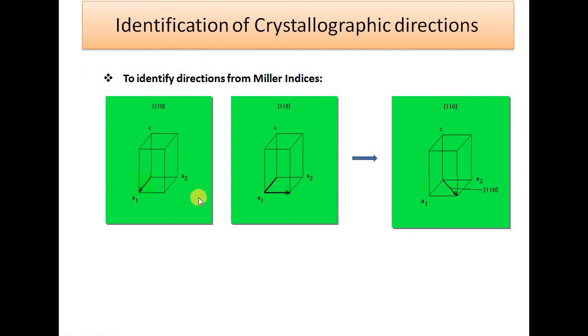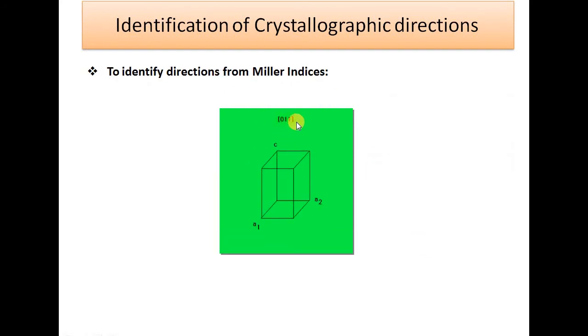As we can see in this figure, 1, 1, 0. So we are moving 1 unit towards the x-axis, 1 unit towards the y-axis, taking its resultant, and we are getting the final vector of the given crystallographic direction, which is 1, 1, 0.